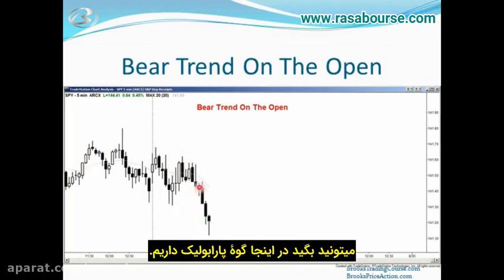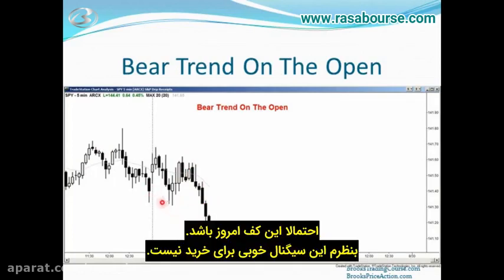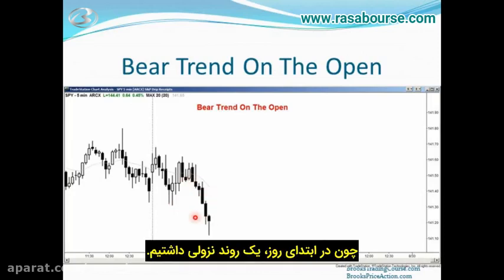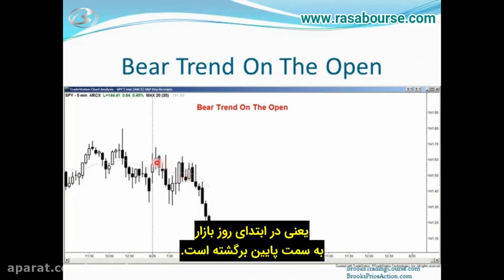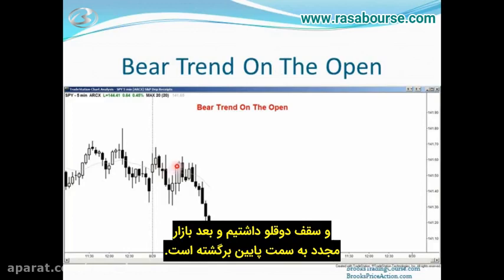You can say it's a parabolic wedge. 2 pushes down, 3rd push down. Possible low of the day, right? Right now, this is not, I think, a strong buy signal. We have a bear trend from the open. We started selling off on the open. And we had the double top, and we're selling off again.